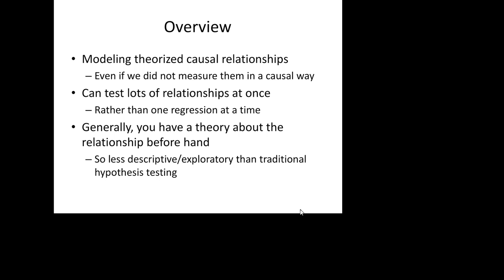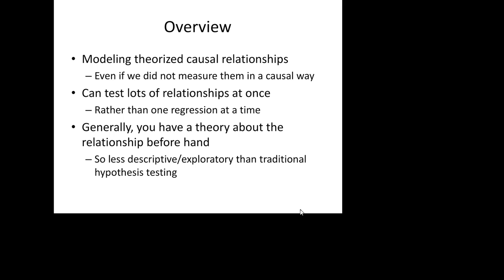So we're going to model some theorized causal relationships, even though they're often not causally measured. A lot of these types of data you can't really manipulate, so instead you hypothesize the direction of the relationship, the cause and the effect, but you didn't really test it in a causal way, but you're sort of implying that that's the direction that those things happened.